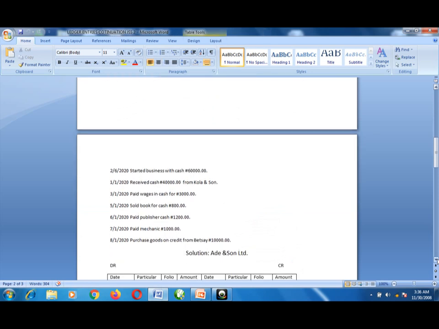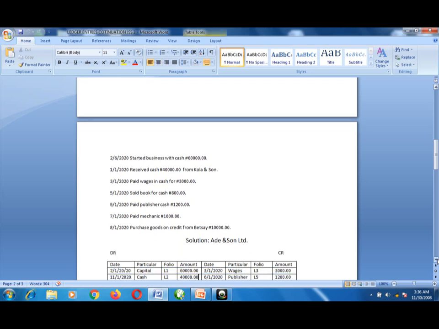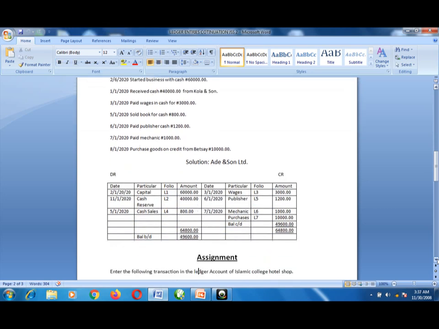Example 3. Started business with cash, 60,000 naira. Then 1/1/2020, received cash 40,000 naira from Kola and Son. Paid wages in cash, 3,000 naira. Sold book for cash, 800 naira. Then paid publisher with cash, 1,200 naira. He paid mechanic 1,000 naira. Then purchased goods on credit from Best Say Limited, 10,000 naira, sorry. Let's now look at the solution.